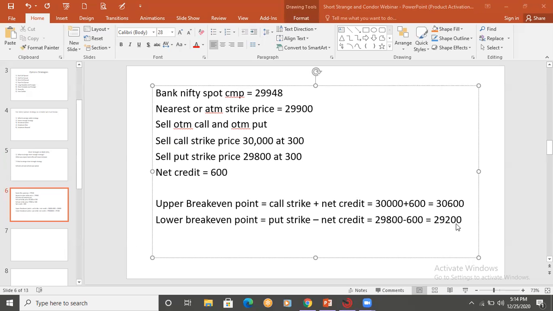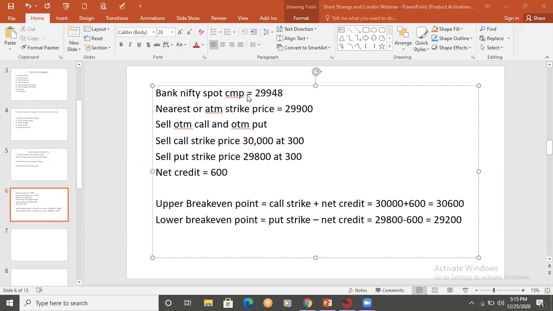As you can see, 29,200 is the lower break-even. So once Bank Nifty goes below 29,200, my loss will start. So if it closed at, let's say, 29,000 on expiry day, my loss will be 200 points. So again, with lot size 25, my loss can be 5,000. So until and unless Bank Nifty crosses these two break-evens, as a seller, we are in profit.